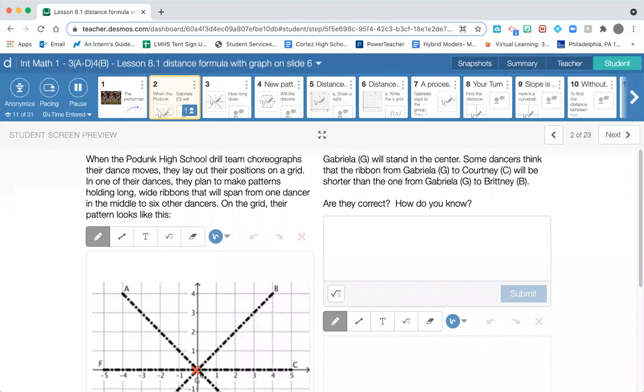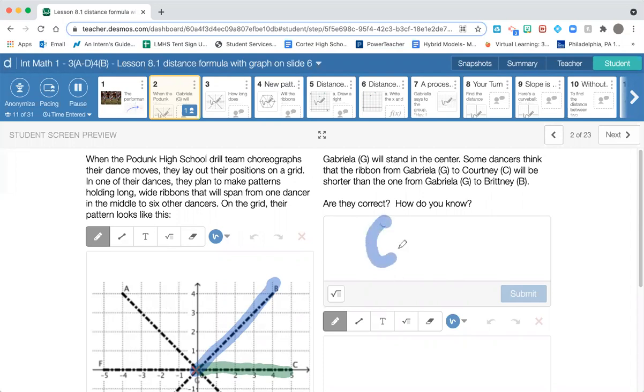Gabriella will stand in the center. I've marked that off with X. Some dancers think that the ribbon from Gabriella G to C, so this segment from G to C, will be shorter than the one from G to B. So in blue, I have G to B. In green, I have G to C. What do you think? Is that the case?